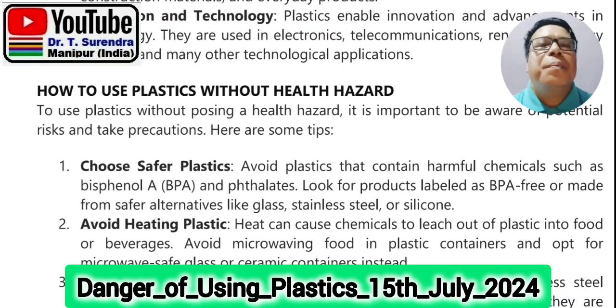Choose safer plastics. Avoid plastic that contains harmful chemicals such as bisphenol and phthalate. Look for products labeled as BPA free or made from safer alternatives like glass, stainless steel, and silicone. Avoid heating plastics. Heat can cause chemicals to leach out of plastic into food and beverages. Avoid microwaving food in plastic containers, and opt for microwave-safe glass and ceramic containers instead.